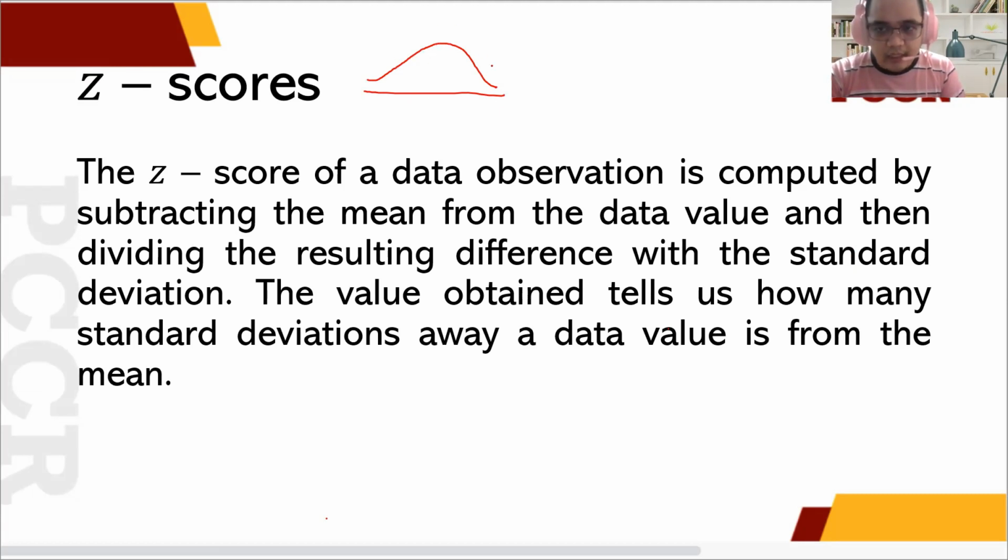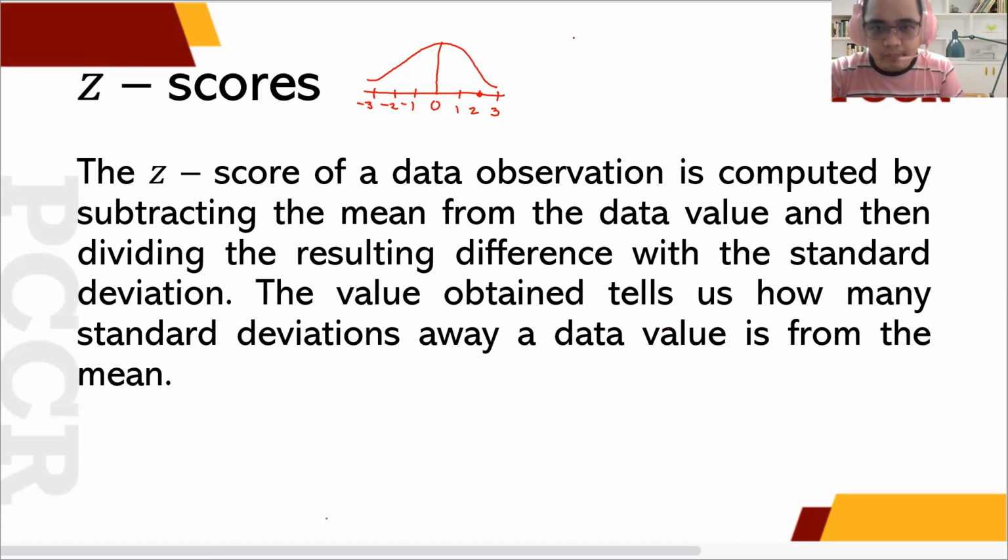If you remember this, this is the normal curve. In the normal curve, the mean is in the middle. So this is the mean. Then each unit there corresponds to the standard deviation. So let's say for instance, your score is here. That means you are 2 standard deviations away from the mean.